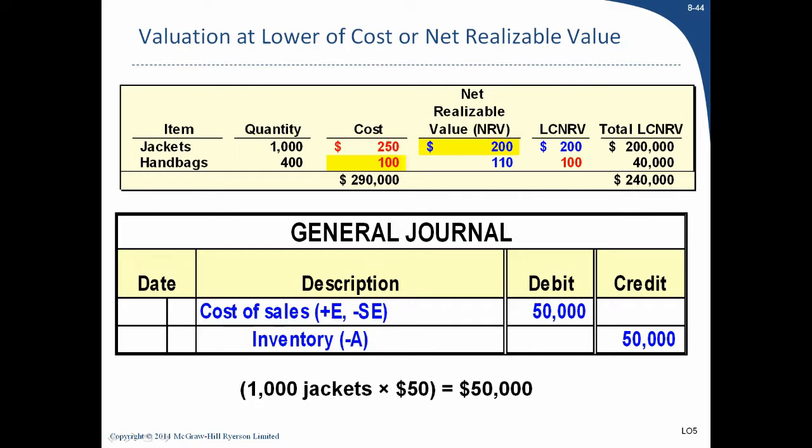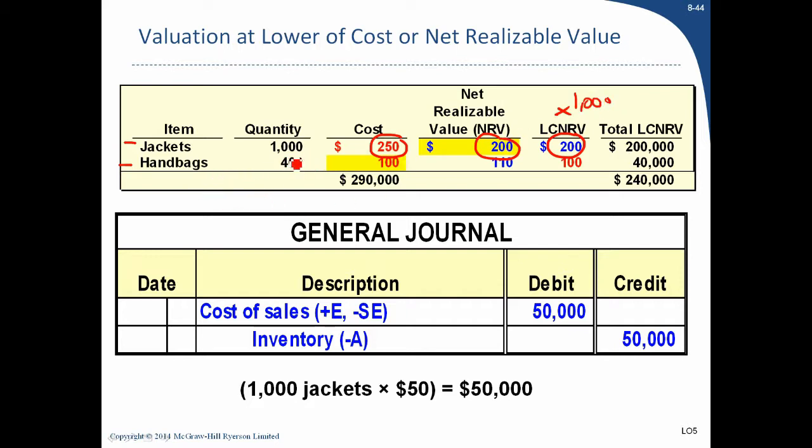So here's an example. Let's say this company buys jackets and handbags. They have 1,000 jackets and 400 handbags. The jackets cost them $250 a piece, and the net realizable value is $200. So they bought these ugly jackets and nobody wants them, so they have to sell them at a discount. So the lower of cost or net realizable value is $200, and therefore the total LCNRV is 200 times 1,000.